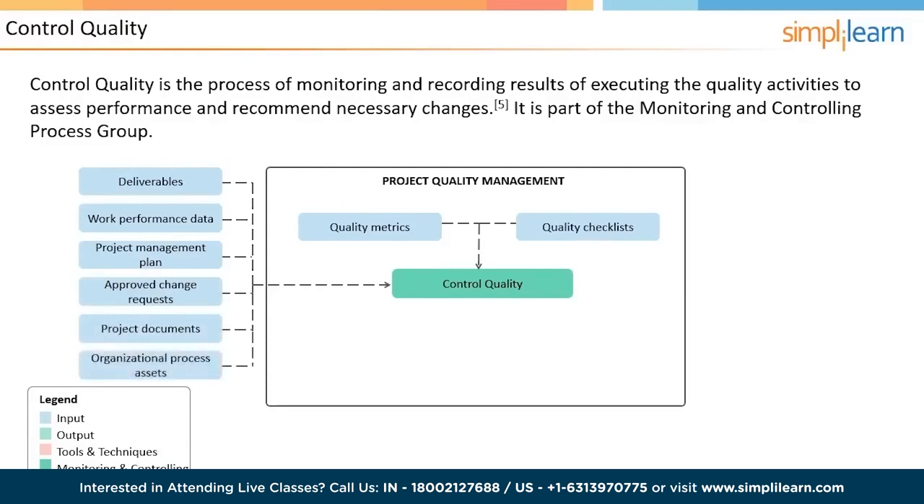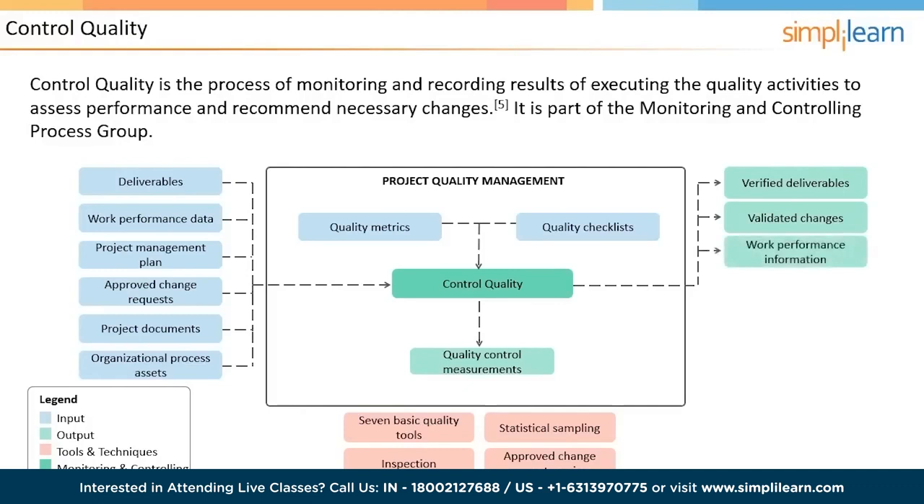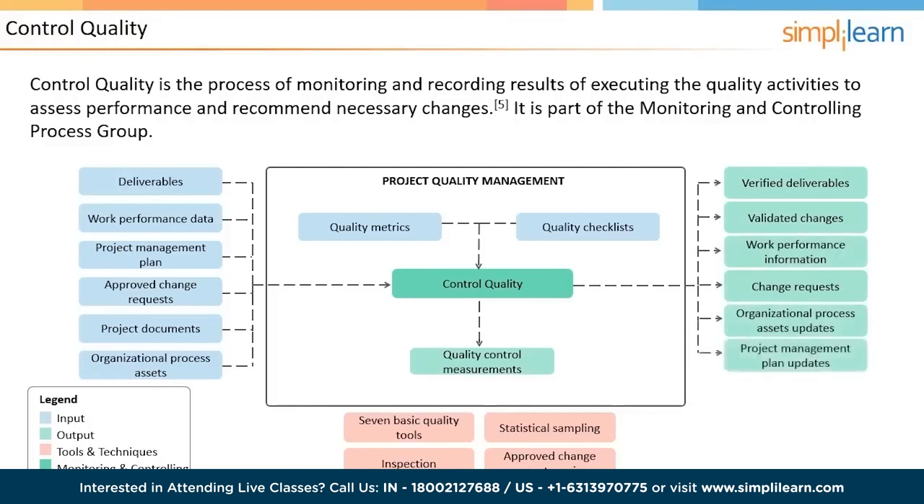There are 7 popular tools and techniques used in doing the quality control activities. They are collectively known as the 7 basic tools of quality. Other relevant tools are statistical sampling, inspection or testing, and review of the approved changes. Quality control activities result in quality control measurements, the verified deliverables, validated changes, information about the work being performed, recommended changes, and updates to the organizational process assets, project management plan, and other project documents. In the next screen, let us look into a business scenario to understand this concept better.